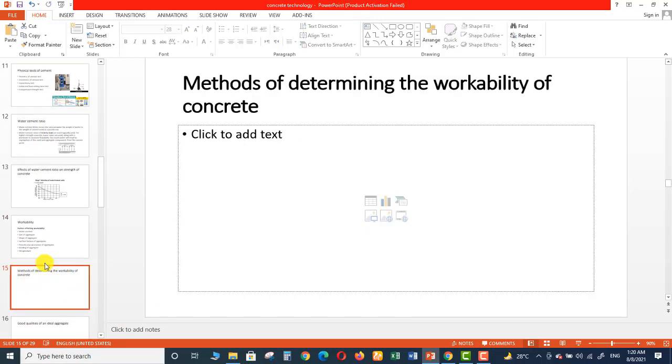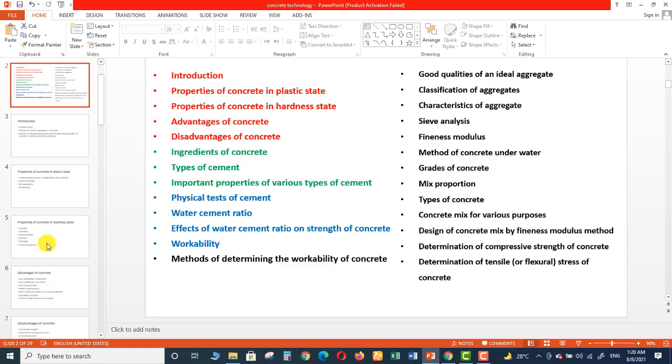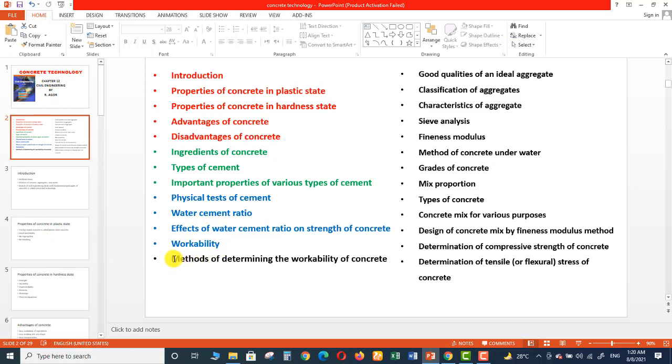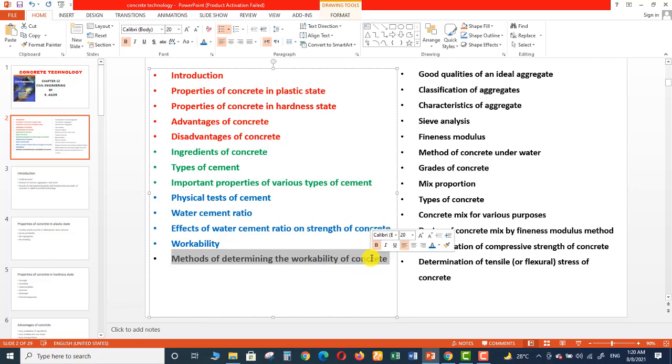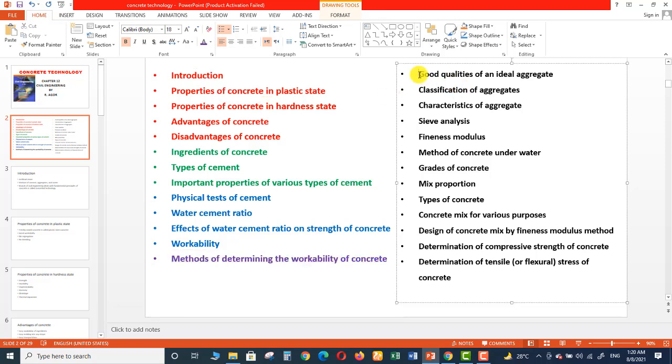The next is methods of determining the workability of concrete, which we will discuss in the next video. So for today, that's it. In the next video, we will discuss the methods of determining the workability of concrete, the different methods we are following, and then the good qualities of an ideal aggregate. These two will be enough for the next class, because the methods of determining the workability of concrete we need to discuss in a bit of detail, so it is time consuming. With this topic, we will also cover good qualities of an ideal aggregate in the next class.